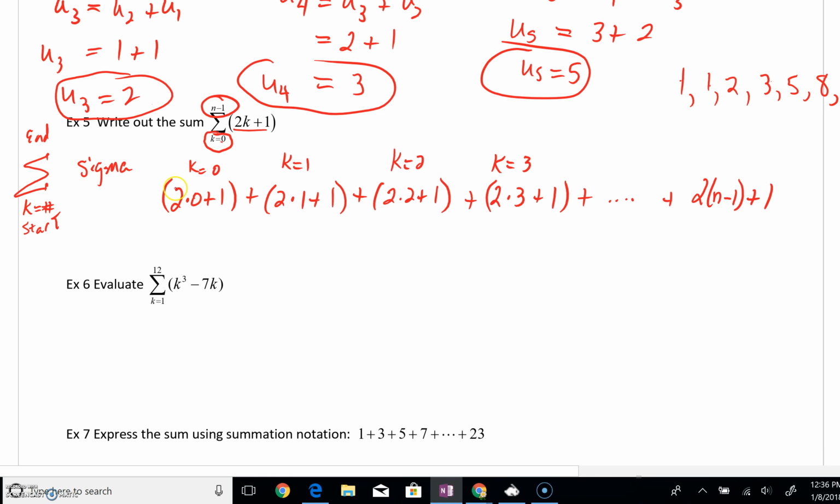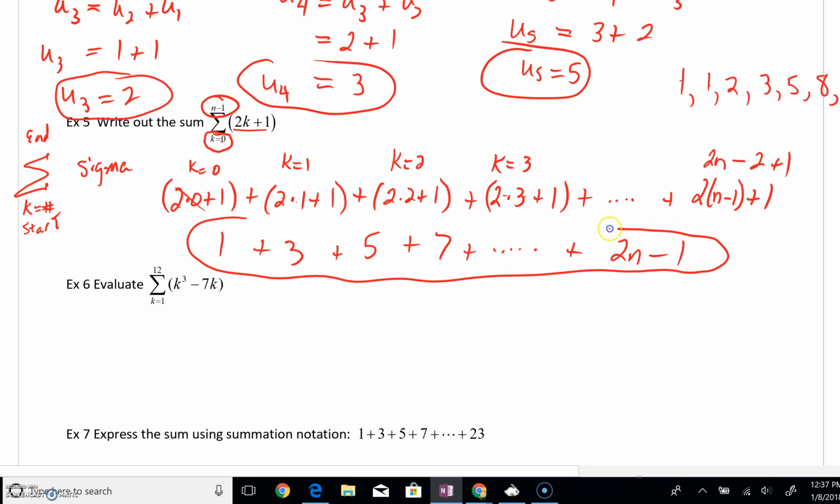Well, 2 times 0 is 0, and we'd have a 1 here. And here you could see 2 times 1 is a 2, 2 plus 1 is a 3. Here we'd get 2 times 2 is a 4, 4 plus 1 is 5. Here 2 times 3 is 6, 6 plus 1 is 7. And we're just going to keep going all the way up here. This is 2 times n minus 1. Well, that's 2n minus 2 plus 1. This would go all the way up to 2n minus 1 when we simplify it.